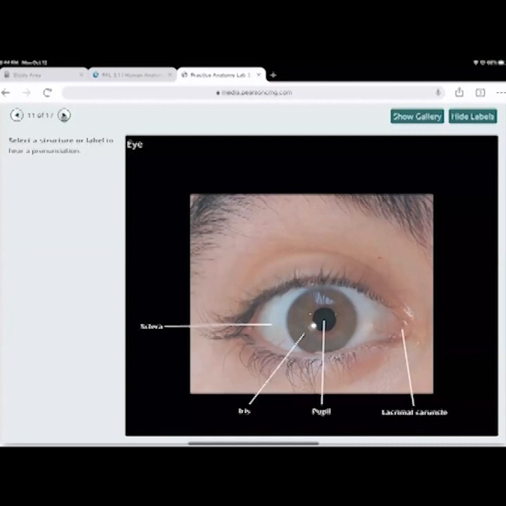Okay, there's your sclera, which is your choroid. This is the sclera of the eye, the outer portion. You have the iris, which is your eye color. It's muscle around it. You have the pupil, which focuses the light. And you have the lacrimal caruncle, which is the inner portion of the eye where tears drain into that area.